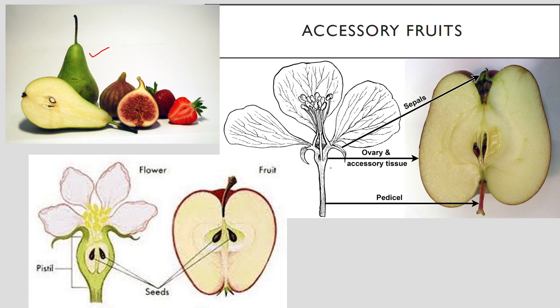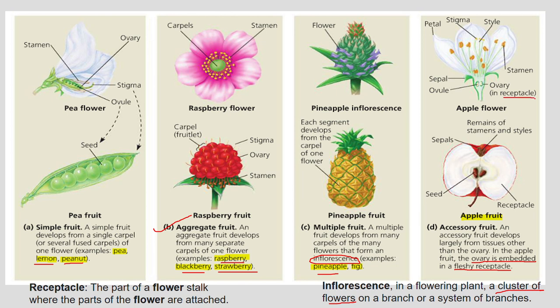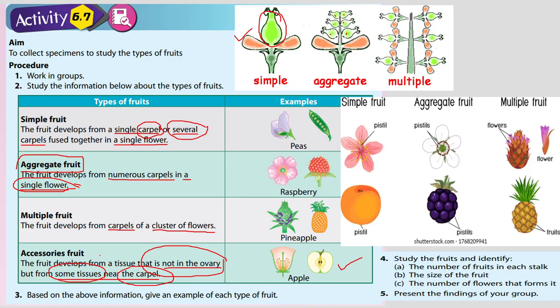So we have here the term receptacle. What's the receptacle? It's the part of the flower stalk where the parts of the flower are attached. So it's like the base, from this tip over here come all the petals of the flowers. The ovary is somewhat embedded in the fleshy receptacle. That's why they categorize it under accessory fruit, not directly from the ovary but from nearby tissues.